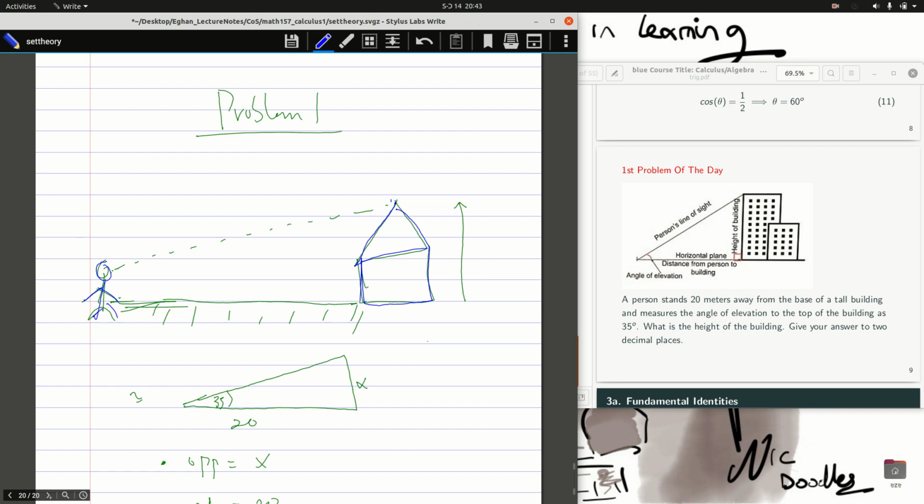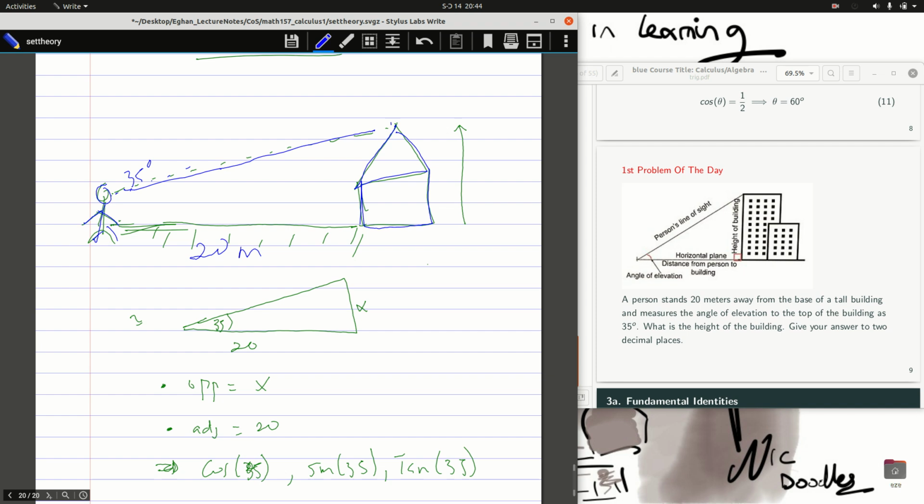It says you are standing 20 meters away from the base of the building, and then you are looking up. You are watching the roof of the building at some angle. This is an angle of inclination. The angle is 35 degrees. It asks, what is the height of the building? If you can see the top, it means you can measure how tall the building is.